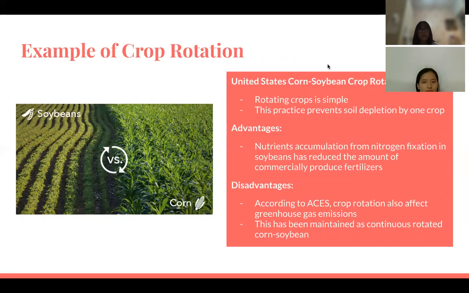For a specific example of crop rotation, we have corn, soybean.